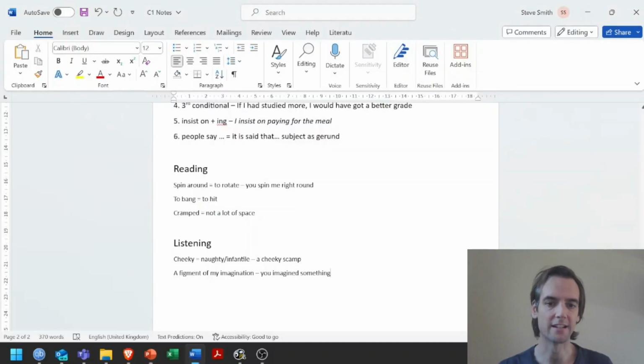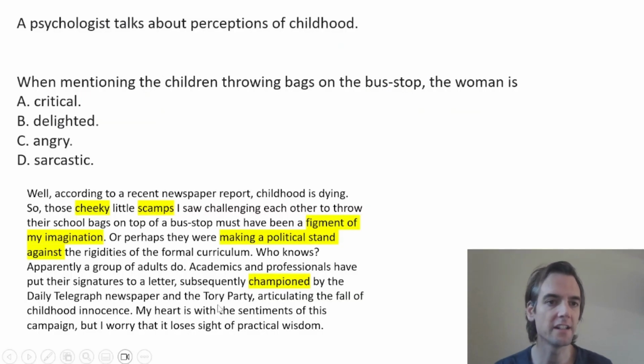And as we said, make a stand is also a nice one. To make a stand means to stand up for something, to stand up for your principles, to fight for your principles. So knowing all of this, we would say her attitude is, D is the best answer. She's sarcastic. She's saying childhood is dying. Well then, how come I saw children being infantile, cheeky, silly? Must have imagined it. She's being sarcastic because she didn't imagine it. She's saying, no, this story proves that childhood is not dying.